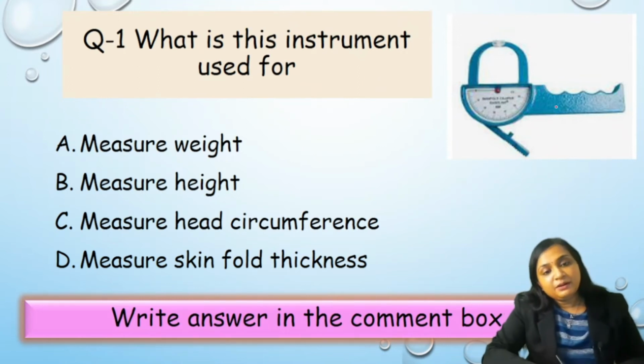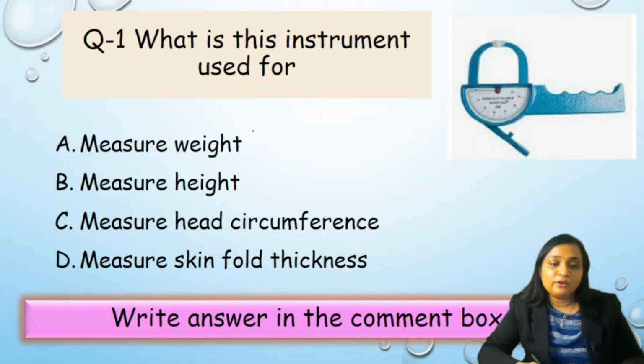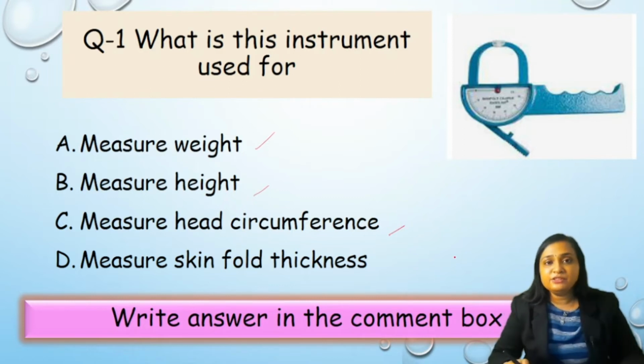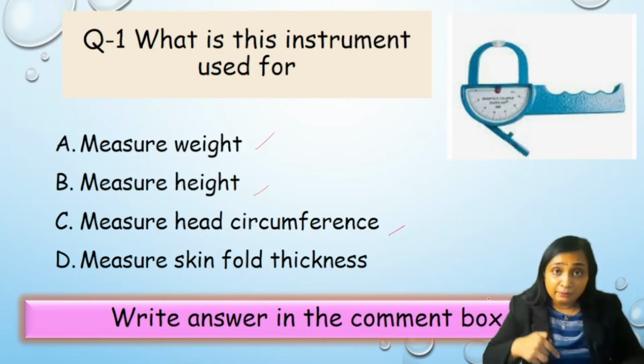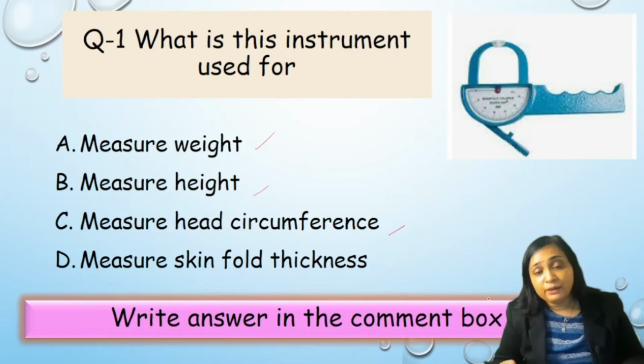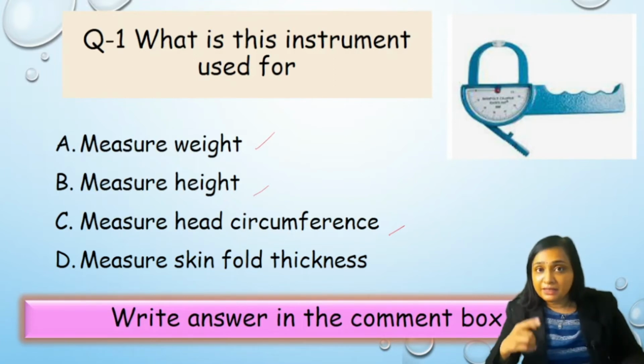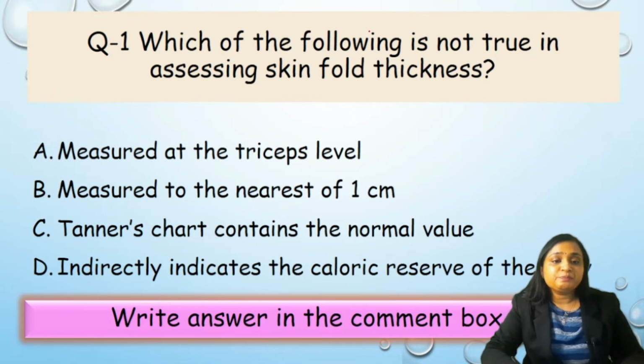So this is question number 2: what is this instrument used for? A, weight, B, height, C, head circumference, or D, skin fold thickness. I again request you, please do write in the comment box or in your copy, because we are going to have a discussion in the upcoming videos.